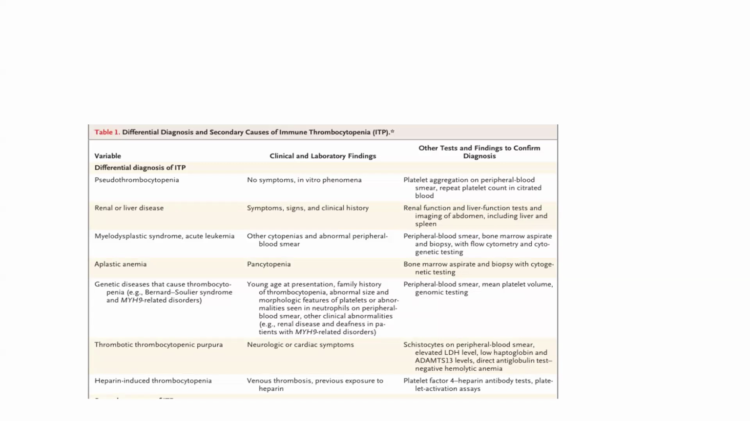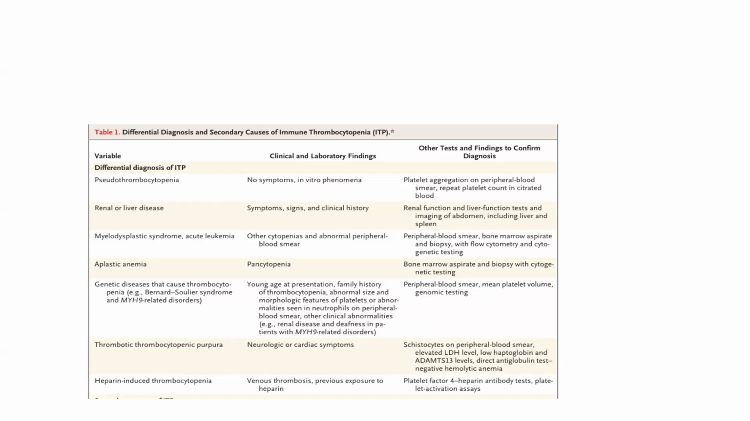The next differential is thrombotic thrombocytopenic purpura. The clinical findings will be neurological and cardiac symptoms. The other findings will be the presence of schistocytes on the peripheral blood smear, elevated LDH level, low haptoglobin, and ADAMTS13 deficiency. Direct antiglobulin test negative hemolytic anemia.